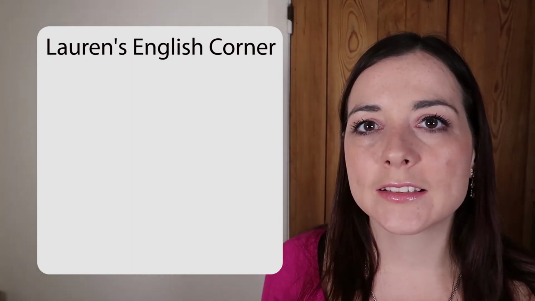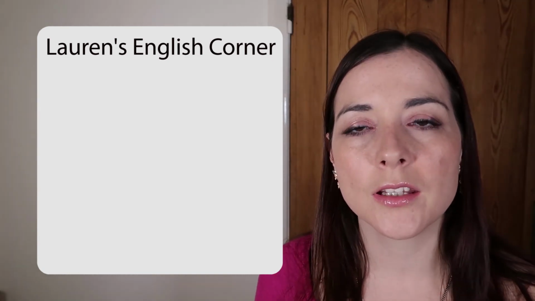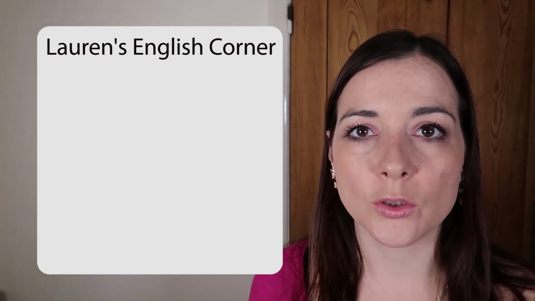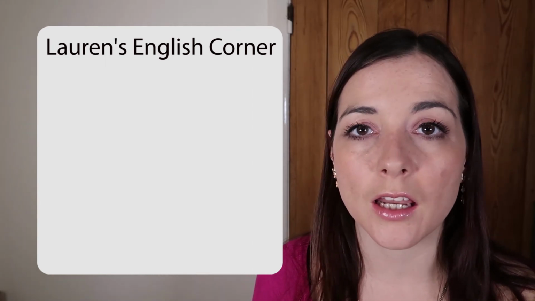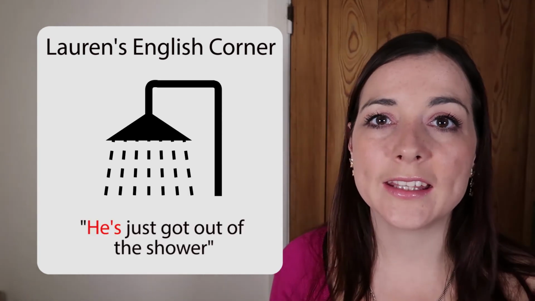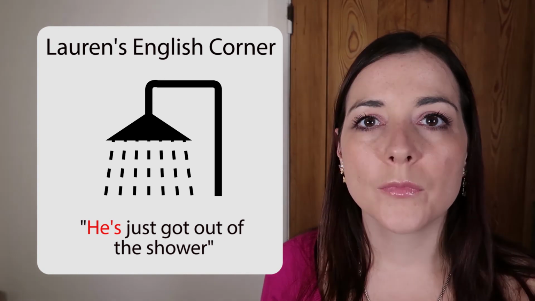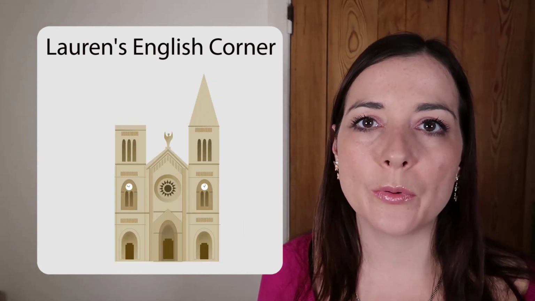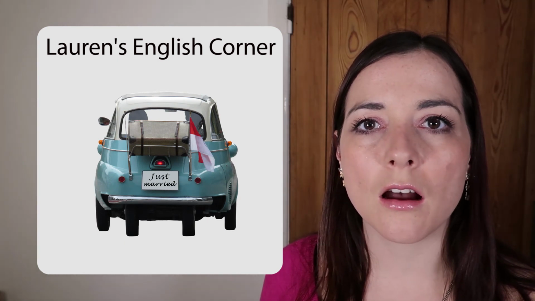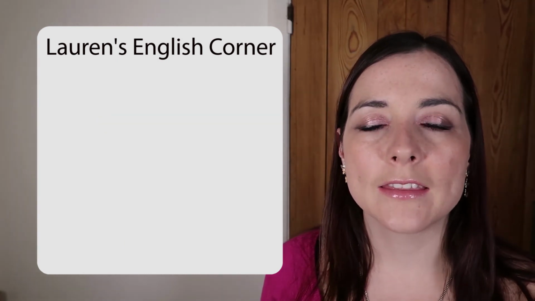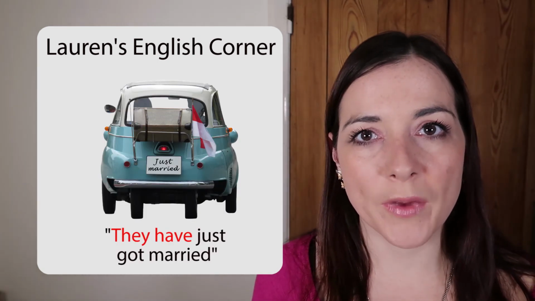What about things that happened in the past but we're looking at the present result? Well, one way we can do a lesson on this or practice of this is to have pictures of people who have just done something, like getting out of the shower. He's just got out the shower. Or you can have two people leaving a church or driving away in a car that says just married, and you would say they have just got married.